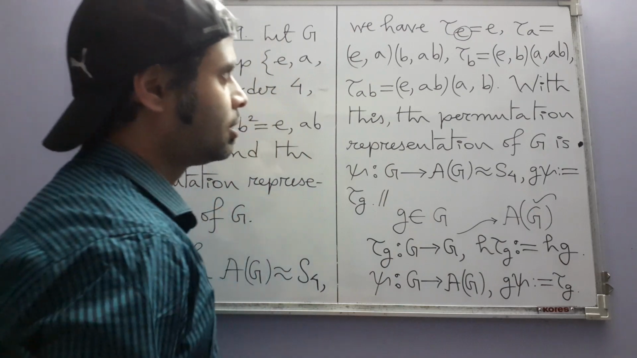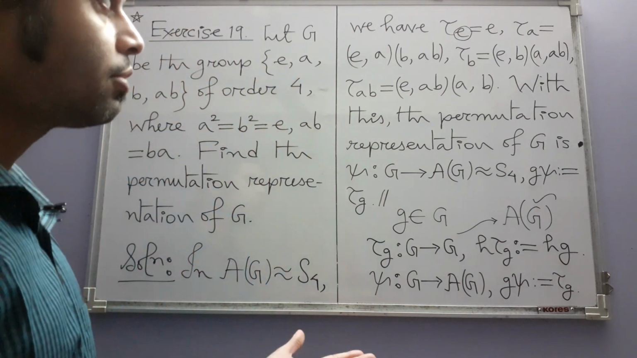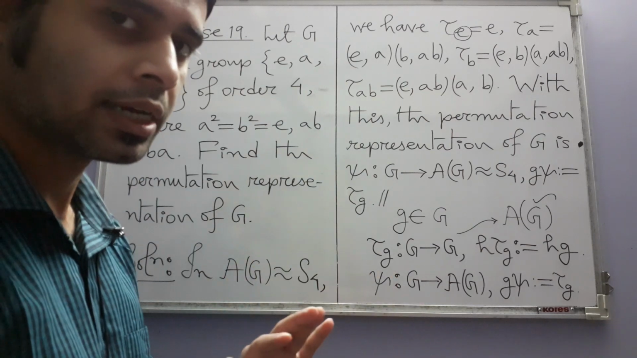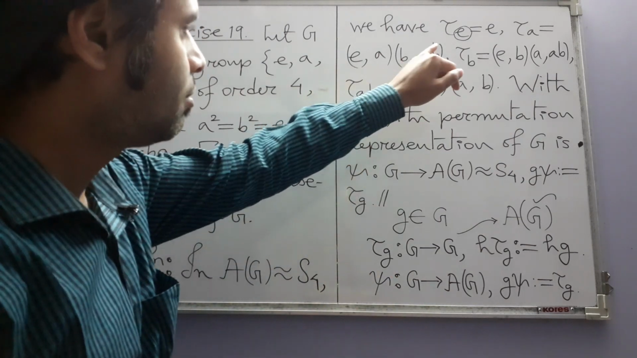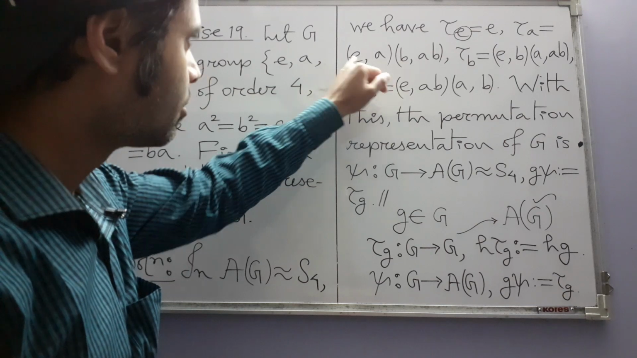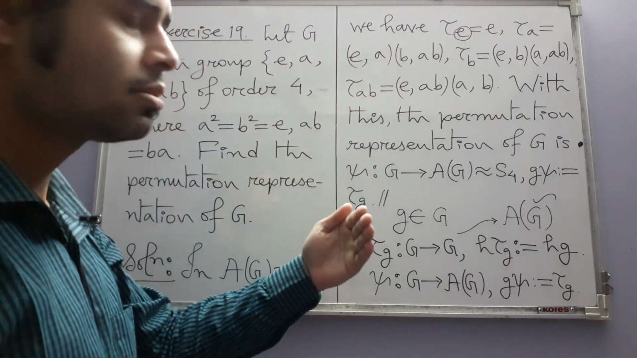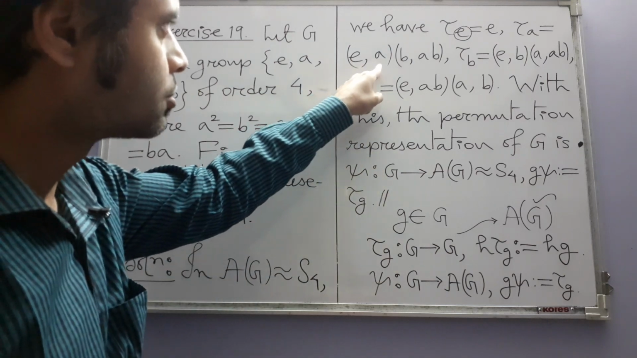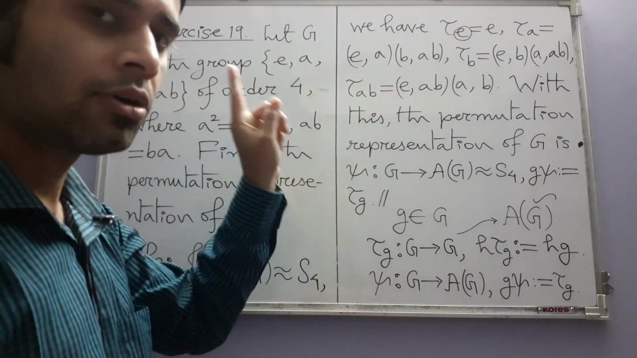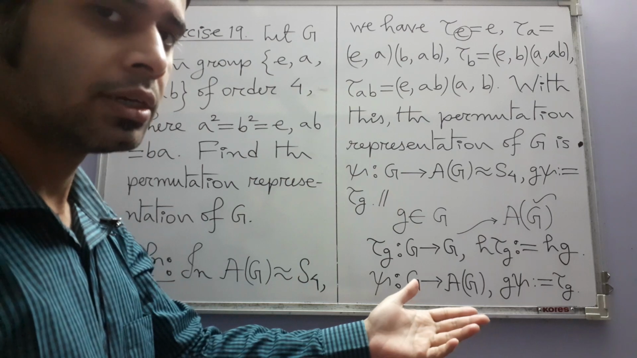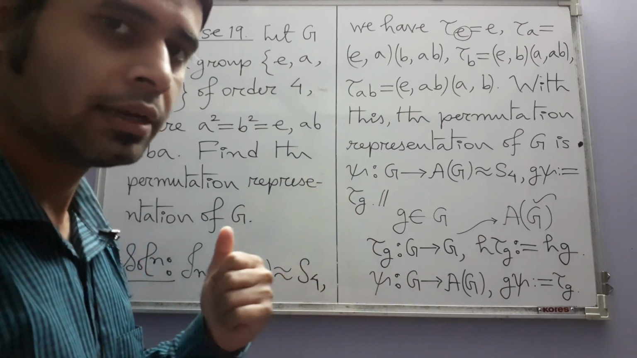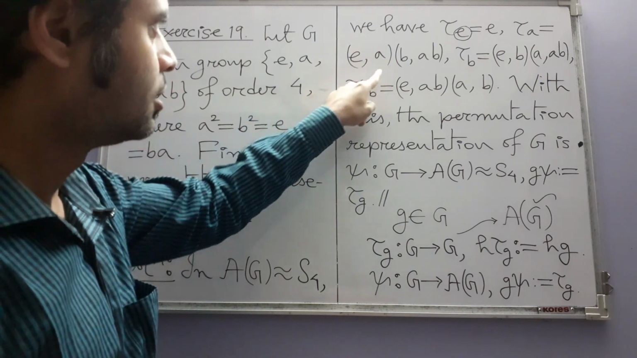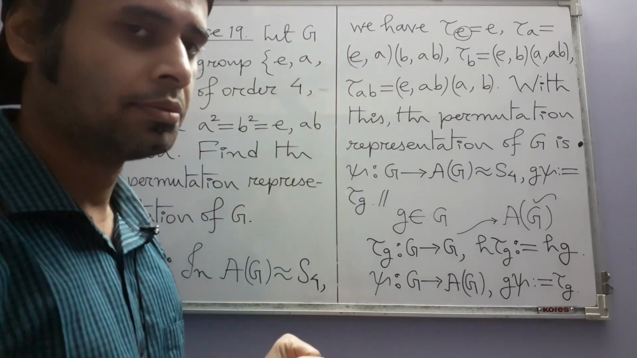How would you calculate tau A? Tau A means multiplying every group element from the right side by A. So if you apply tau A on E, on this symbol E, that means EA. EA is A, so E goes to A. And on A, if you multiply tau A, that means AA. AA is A square is E, so you come back to E. So that's how you get this 2 cycle.